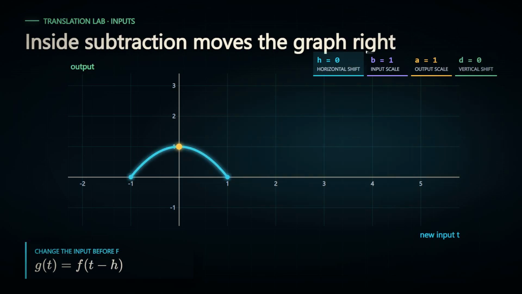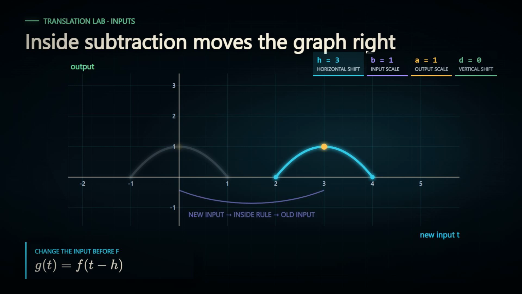Now change the input before the function sees it. Replace u with t minus h. As h grows, the bright curve moves right. The minus sign often feels backward, but the graph is answering a precise question. Which new input t will feed an old input into f? Input transformations act before the function.